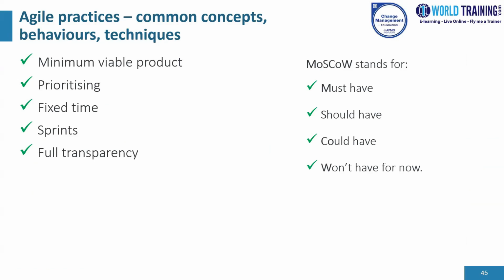Prioritizing is another concept in the world of Agile. A high reliance on prioritizing is seen in a lot of Agile practices. This goes hand in hand with the acceptance that not everything is required. What are the high priority items? What can be dispensed with? Now, one form of prioritizing is a technique called MoSCoW. The acronym MoSCoW stands for must have requirements, should have, could have, and won't have for now.